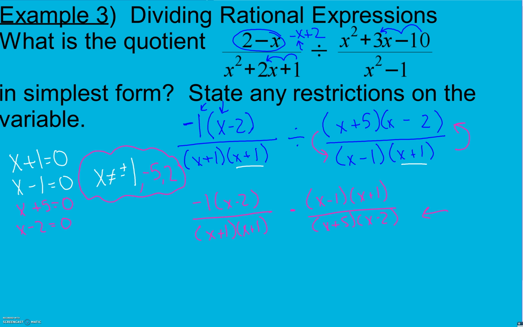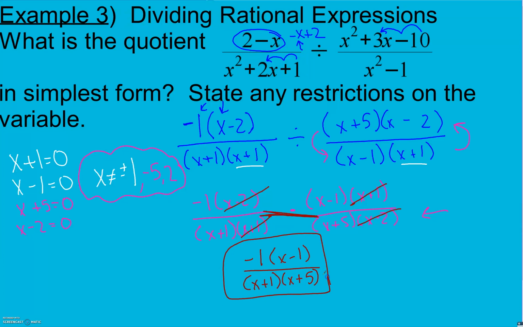Now, since we're multiplying fractions again, we can multiply straight across. Anything divided by itself is 1. So I'm left with negative 1 times x minus 1 over x plus 1, x plus 5. If you wanted to, you could multiply those out. We don't have to. So we can leave it just like that, as long as x is not one of those 4 numbers.